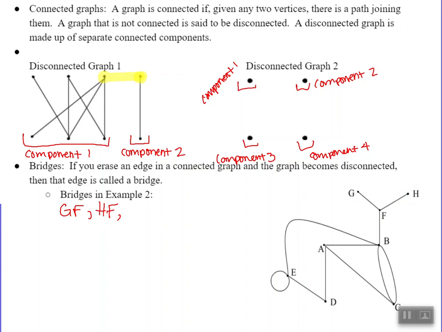And lastly, if I erase edge BF, then this part, GFH, becomes isolated from the rest of the graph. So then I would have a disconnected graph. If you delete any other edge, it would not make the graph disconnected. So those are our only bridges.